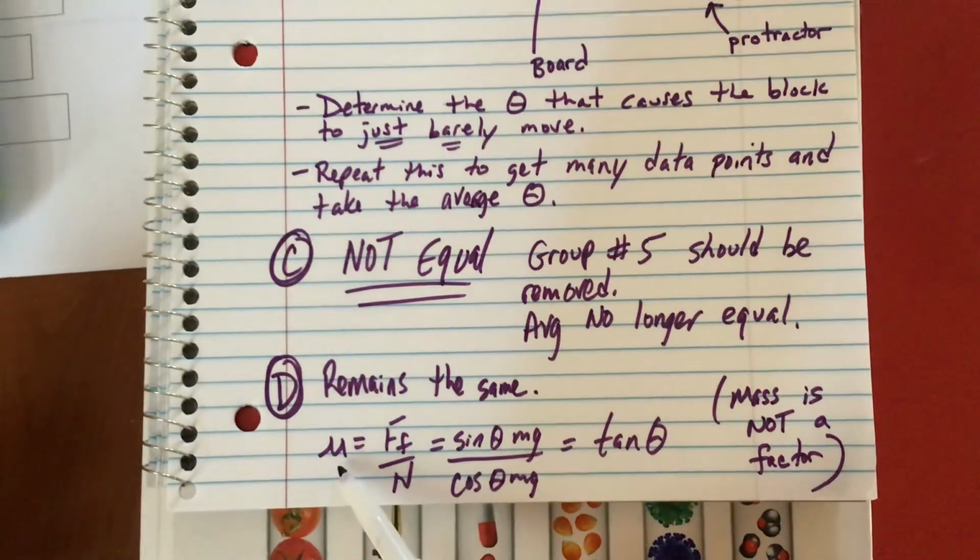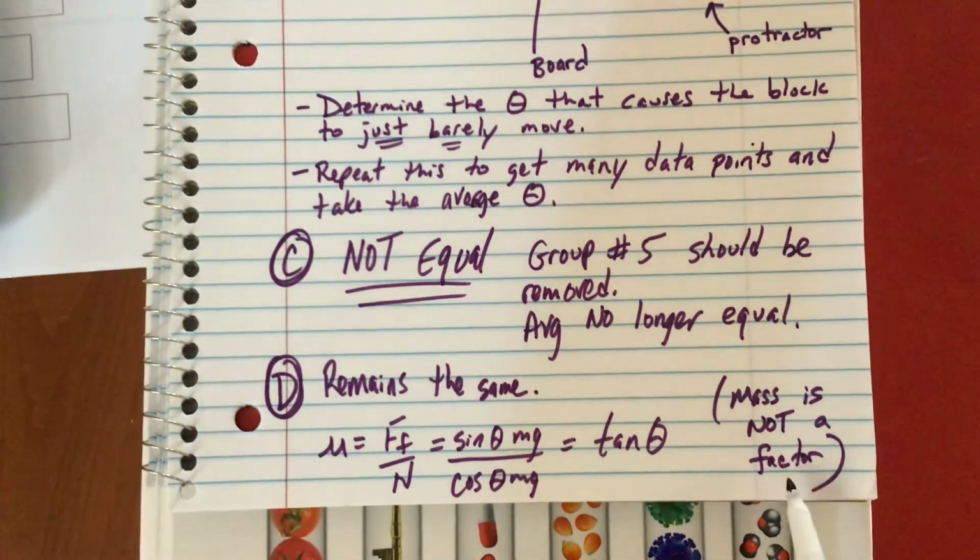So in the end, the coefficient of static friction is just determined by the angle, tan of theta. So mass is not a factor. And that's my thinking on D.